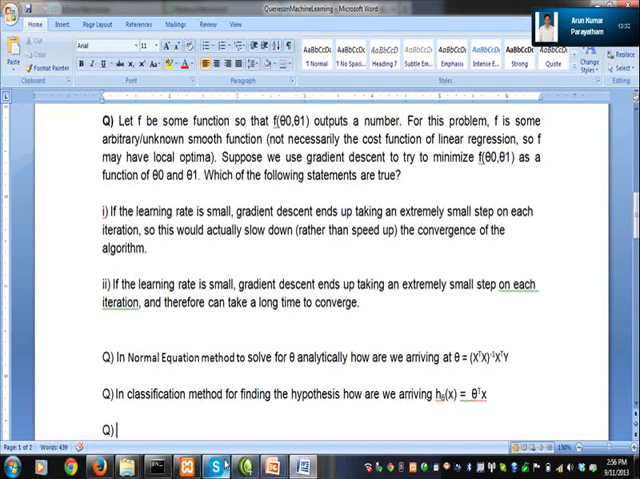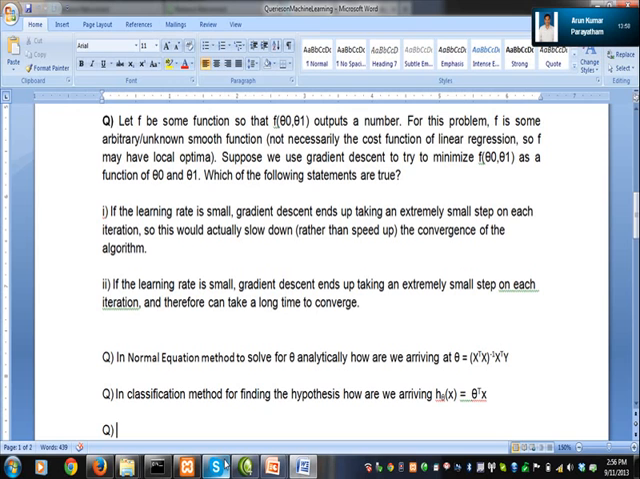If the learning rate is small, gradient descent ends up taking an extremely small step on each iteration, so this would actually slow down the convergence of the algorithm. If the learning rate is small, gradient descent ends up taking an extremely small step on each iteration and therefore can take a long time to converge. Both are saying the same, right?